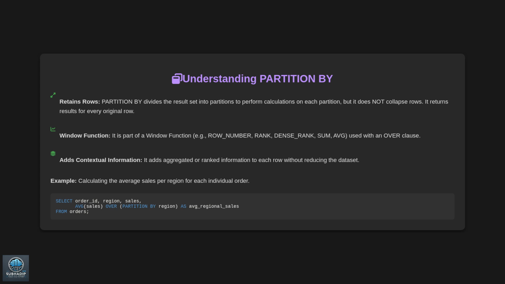Now, let us move to partition by. Unlike group by, partition by does not collapse rows. Instead, it divides your result set into partitions, and calculations, typically using window functions, are performed within each partition. The critical difference is that partition by retains all original rows, adding contextual information like an average or rank to each row without reducing the dataset size. A common use case is calculating an average per region but for every order.